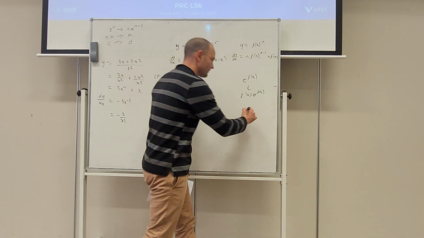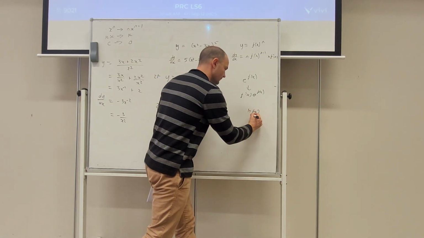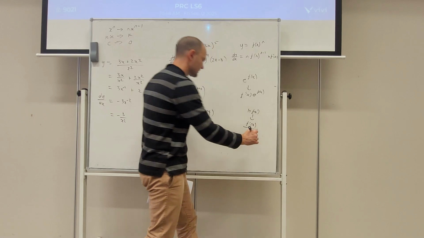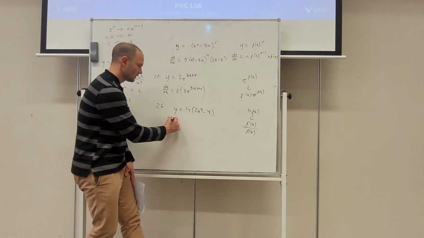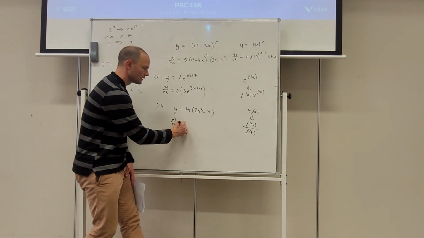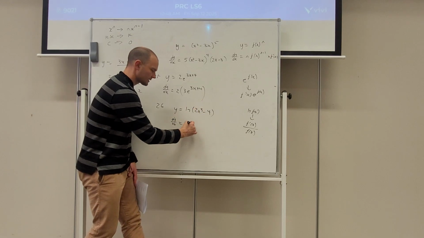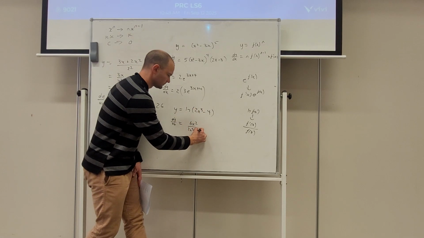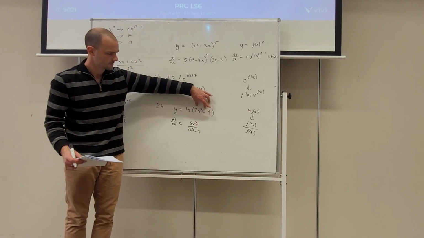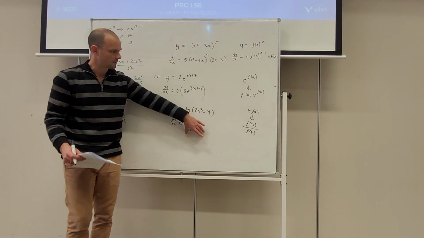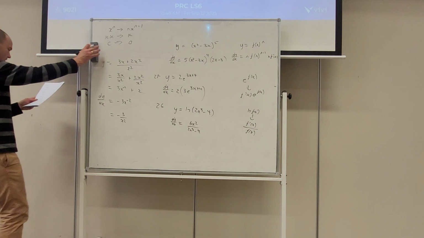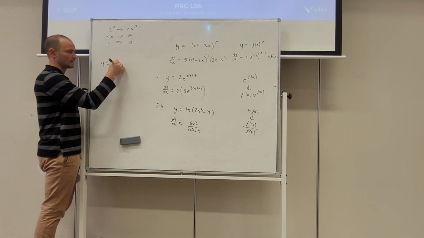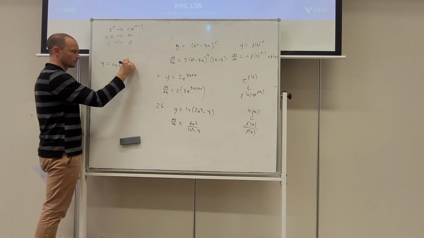Now, when we have ln of f of x, the derivative becomes f dash of x on top of f of x. So here, the derivative will be 6x squared on top of 2x to the 3 take 4. F dash of x on top of f of x. Very good.